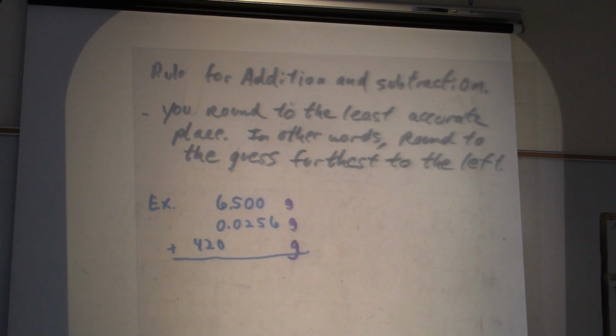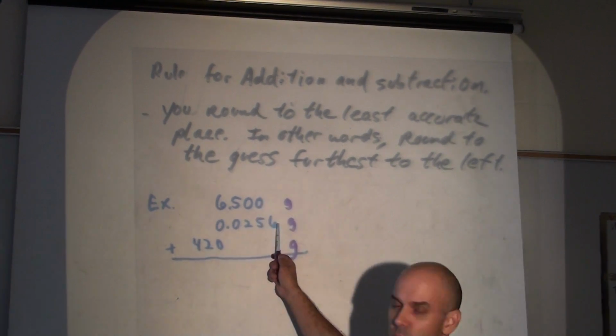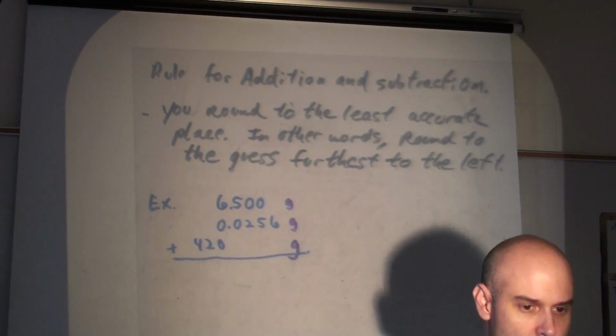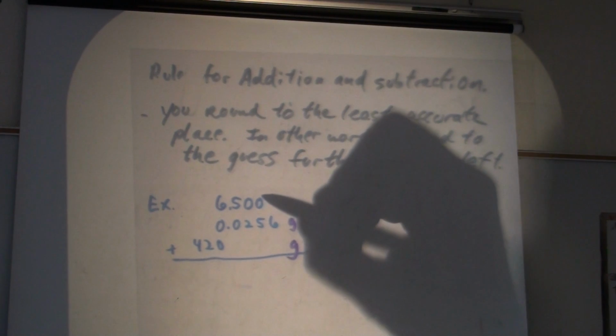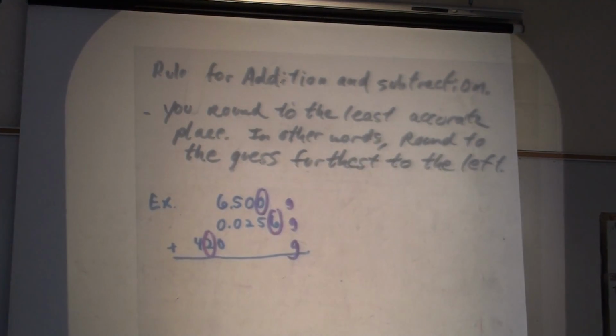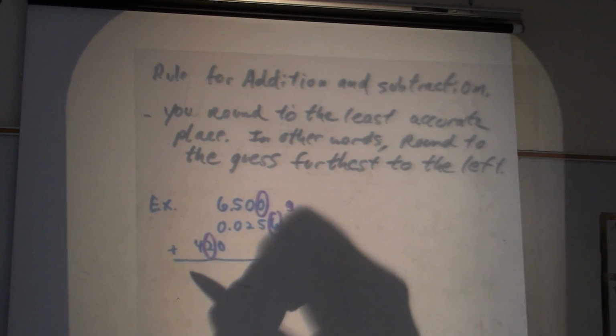We use three different balances here. One balance went out to the thousandths, one balance went out to the 10,000ths, and one balance only went out to the tenths place. So here's my guess, here's my guess, and here's my guess. Until you become an expert, I want you to do it exactly like this. We add the numbers up.